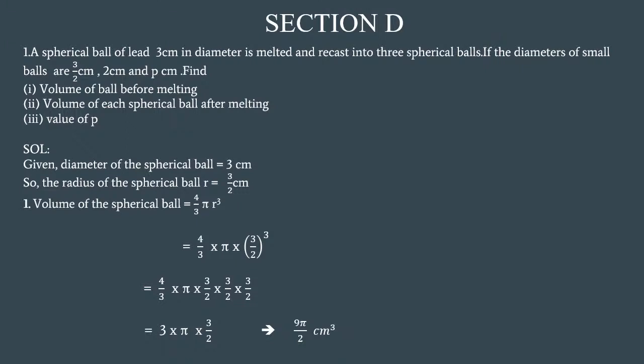It is given that a spherical ball has a diameter of 3 centimeters. So this is a spherical ball. It is melted into three small spherical balls: 1, 2 and 3. So the volume of the ball before melting will be this volume, and the volume of each spherical ball after melting is this and this. Now they are asking for the volume of the ball before melting. In a sense, they are asking for the volume of this ball. It is given that the diameter of this ball is 3 centimeters.